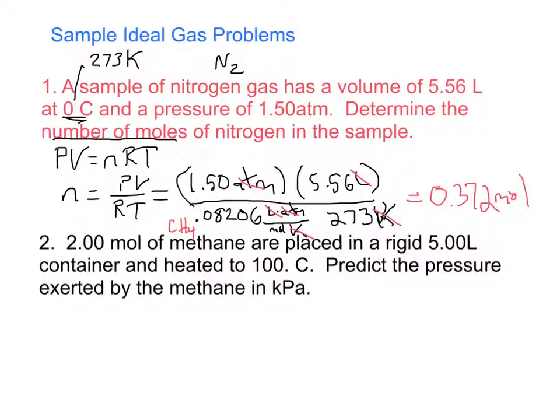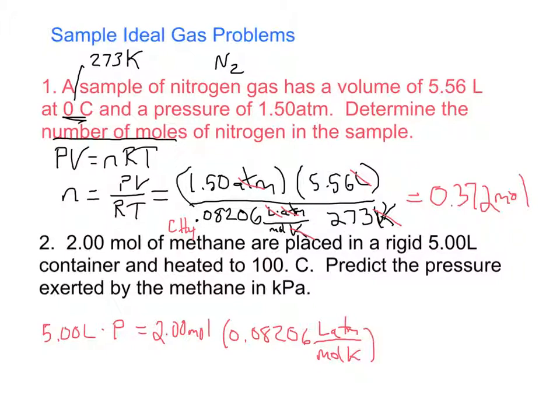So to set this up, it would be 5.00 liters times P, which equals 2 moles times the ideal gas constant times 373. So if you wanted to solve for this equation, then, I don't know if you want to write that down first. 2 moles times R, 0.08206, right? Yep. And then lastly, times 373 Kelvin.